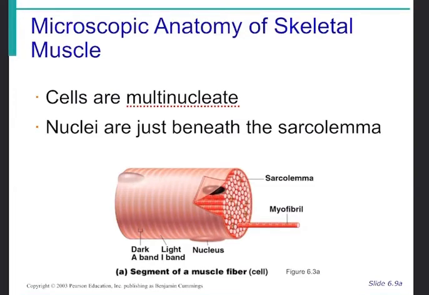My name is Max, and today I'm going to be introducing you guys to the microscopic anatomy of a skeletal muscle. First, we have here cells are multinucleated, and nuclei are just beneath the sarcolemma. And in the picture, you can see the sarcolemma as an outer skin layer for these myofibrils.